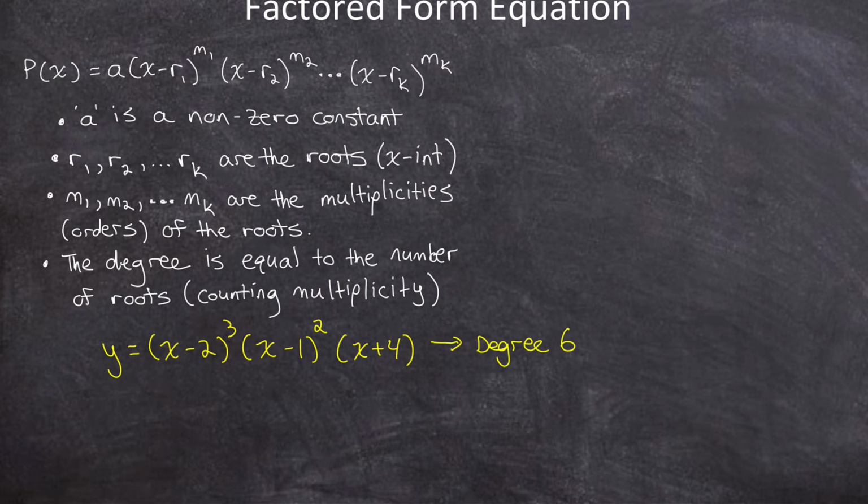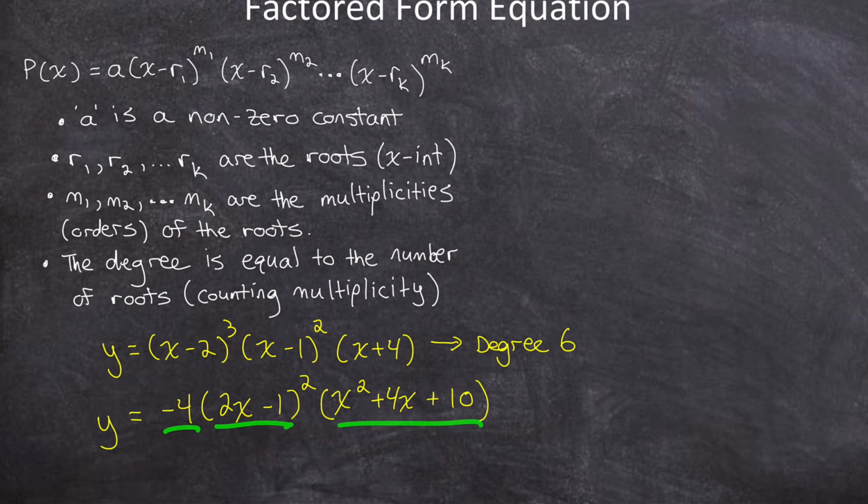Let me make a little more challenging one. Now this polynomial is in factored form. It's a product of these factors. Since the degree is equal to the number of roots counting their multiplicities, well, I know this factor would be 0 if x was a half. So a half is a root, and it's repeated 2 times.